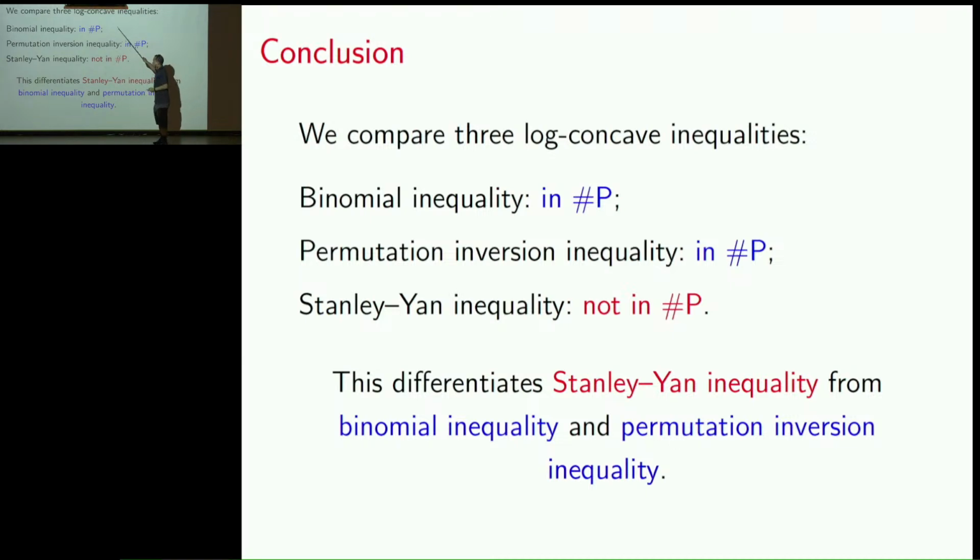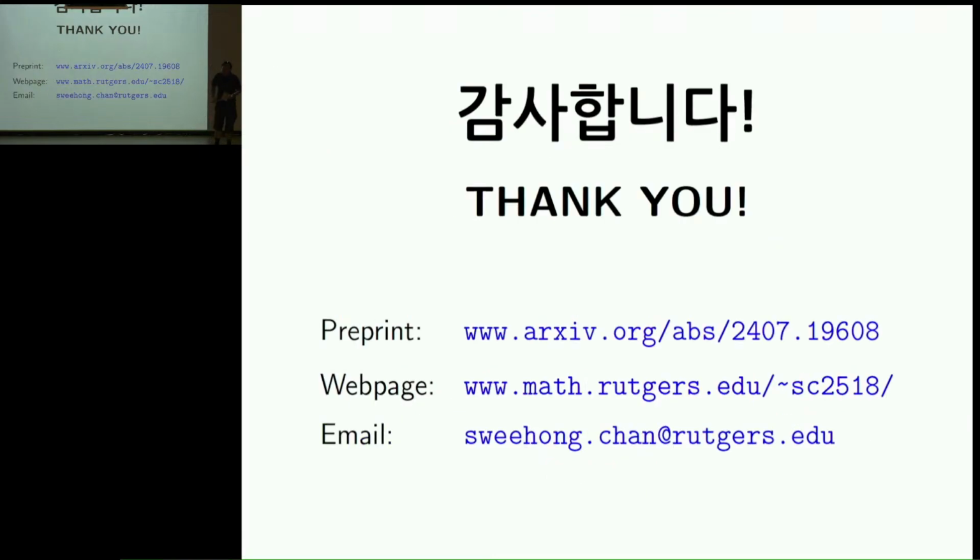Okay? So, putting everything back together, in conclusion, today we see 3 log-concave inequalities. We have shown that the first two belong to sharp P. The third one, which we only recently can prove by using all these advances in matroid theory, does not actually belong to sharp P. It is actually more difficult than, it actually cannot be proved by almost all combinatorial means. This differentiates the third inequality from the other two inequalities, which is exactly what we promised. That now I hope that my devil's advocate will admit that he is wrong. Okay? That's all I want to say. Thank you very much for listening.